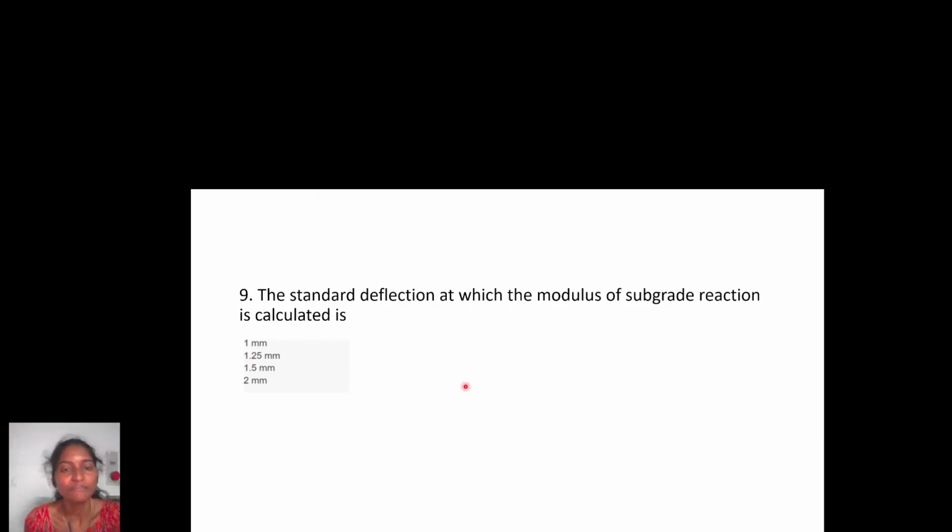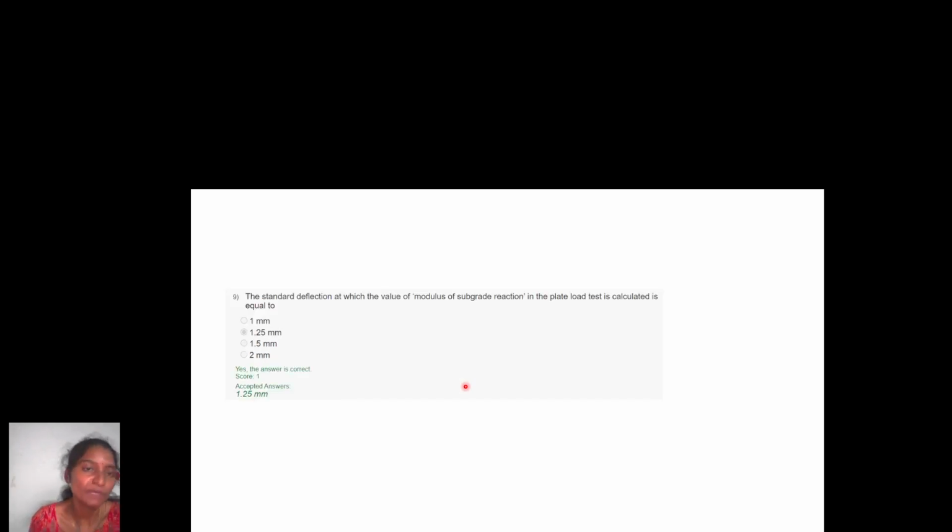What is the standard deflection at which the modulus of subgrade reaction is calculated? We did the plate load test to calculate the subgrade reaction K. When we apply a load and note down the corresponding deflection, the load corresponding to the deflection of 1.25 mm is what we consider to calculate this modulus of subgrade reaction.